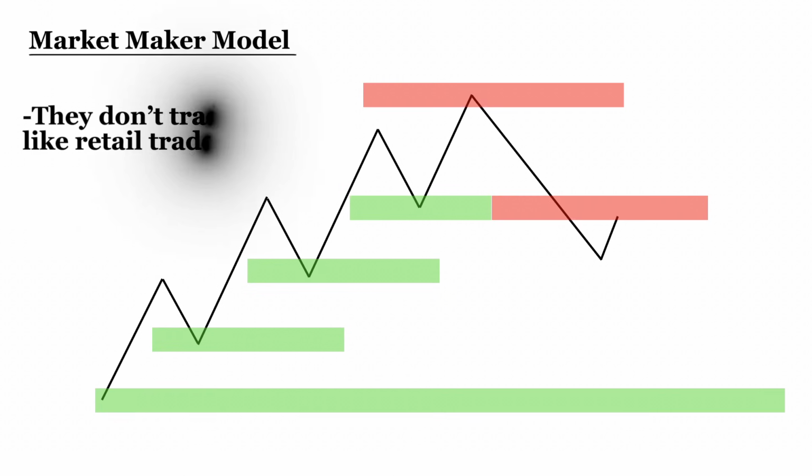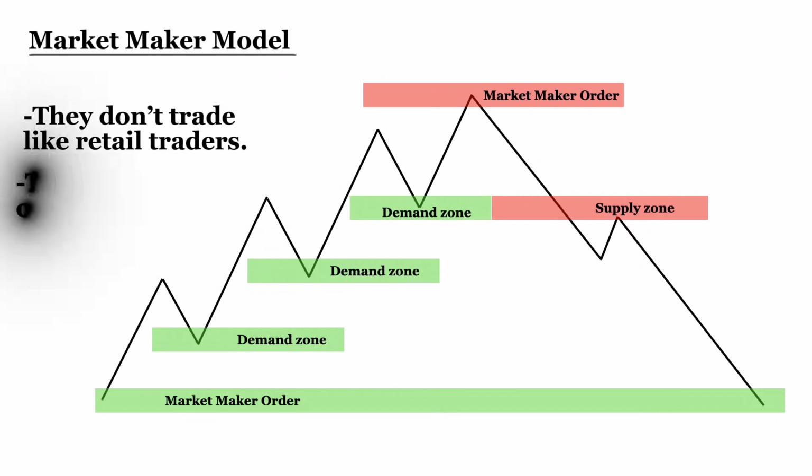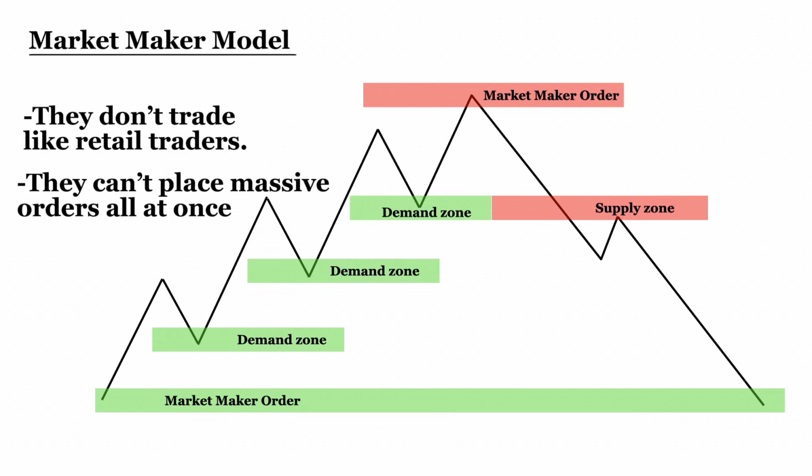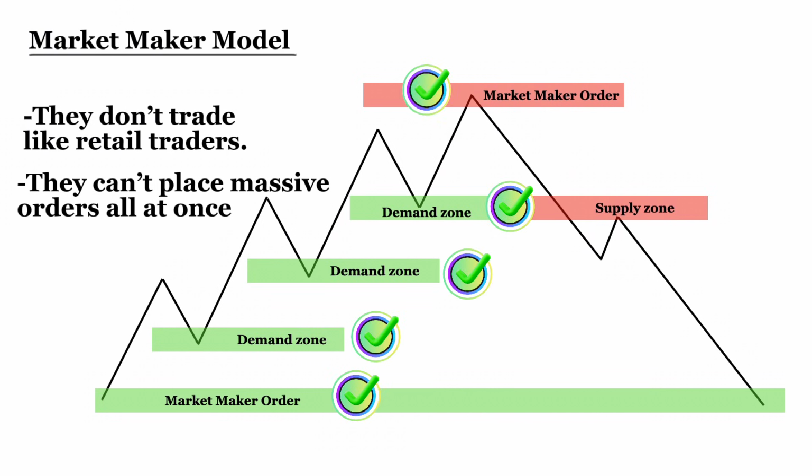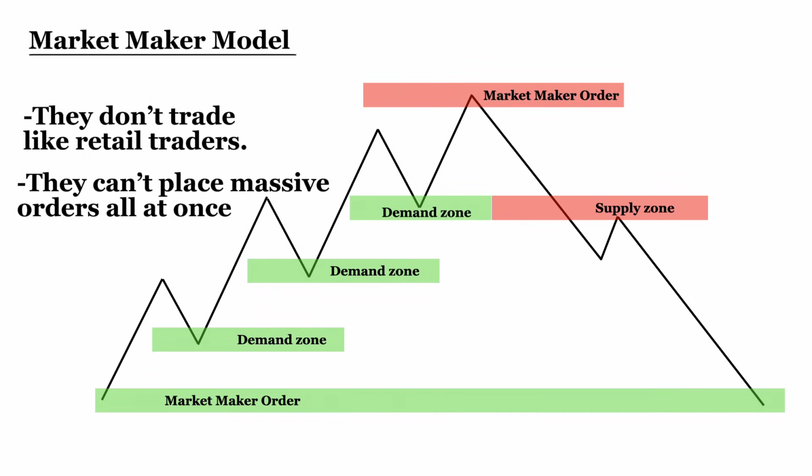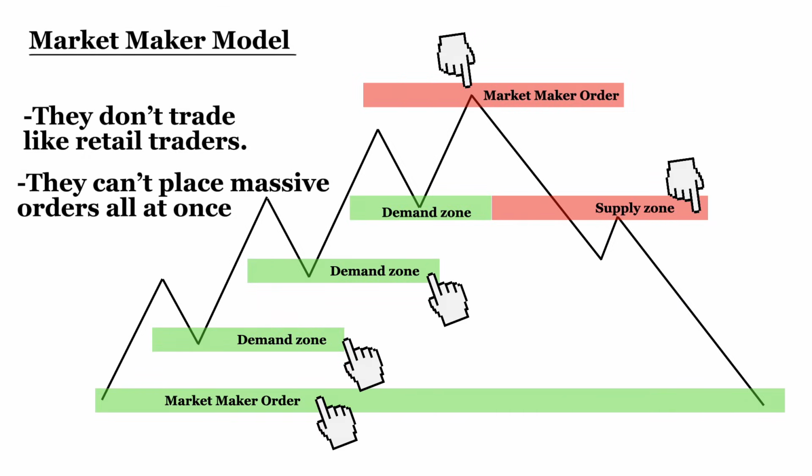Market makers don't trade like retail traders. They can't place massive orders all at once because it would disrupt the market. Instead, they spread out their orders over time, creating supply and demand zones, areas where price frequently reacts. If there aren't enough buyers or sellers to fill their orders, market makers manipulate these zones to grab liquidity.